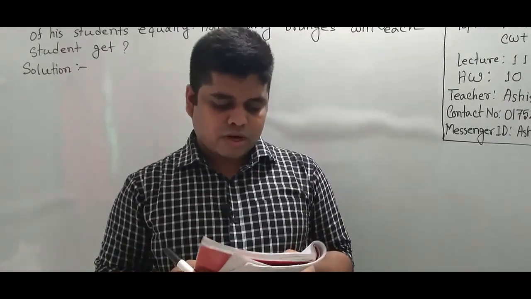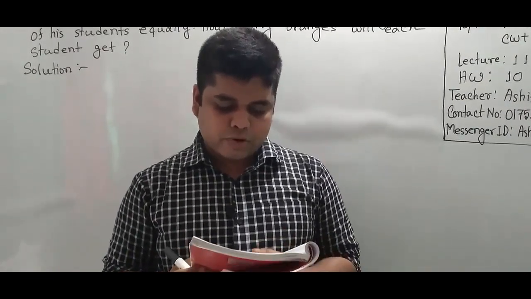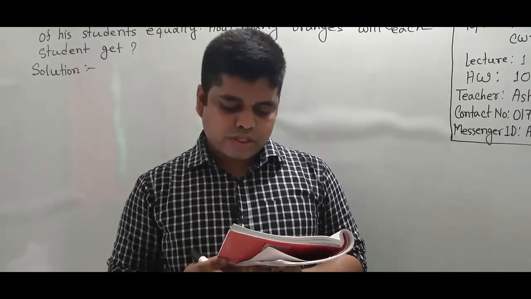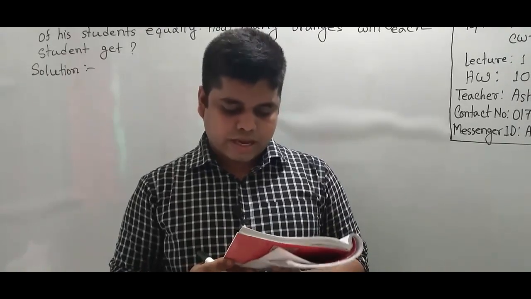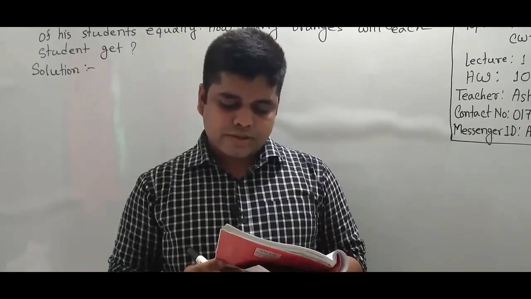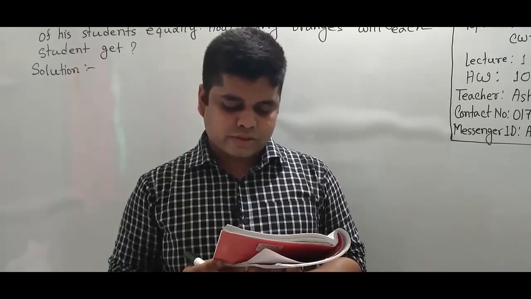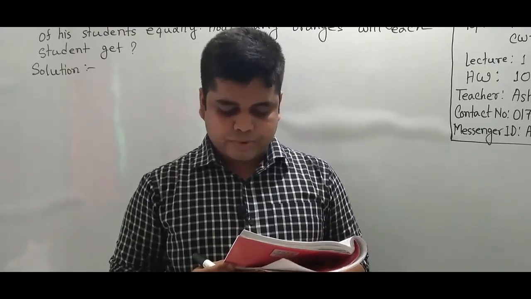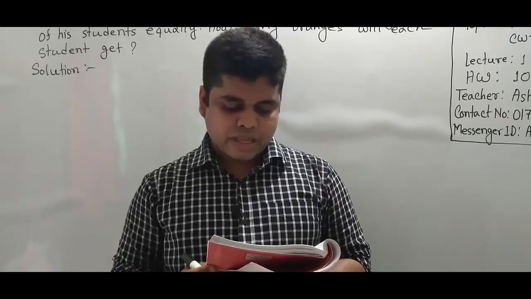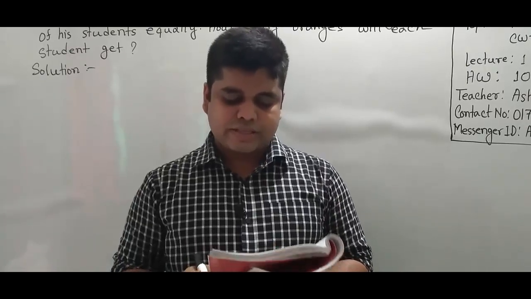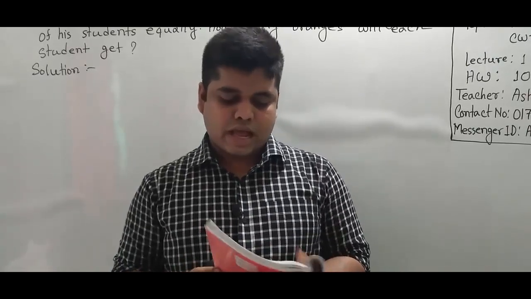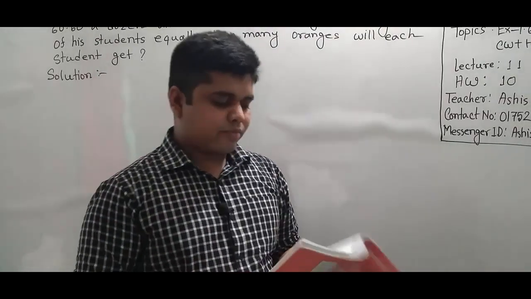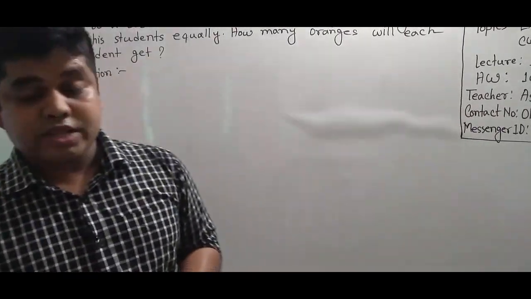Problem number 21, a word problem. A teacher bought oranges worth 722.15 taka at the rate of 60.60 taka a dozen and distributed the oranges among 30 of his students equally. How many oranges will each student get? My dear students, I have written this question on the board, so I close this book and you must open your book.